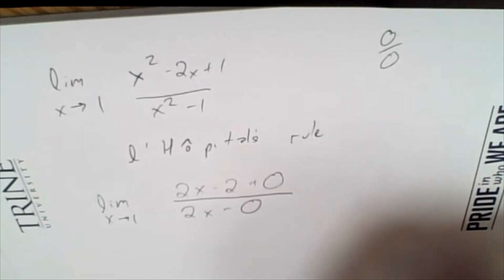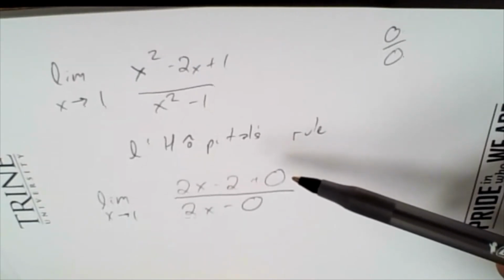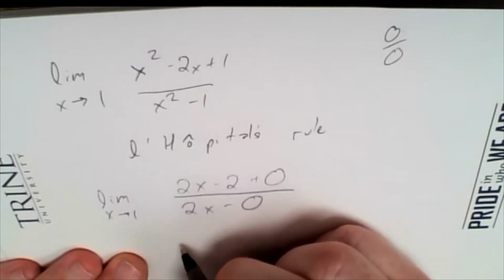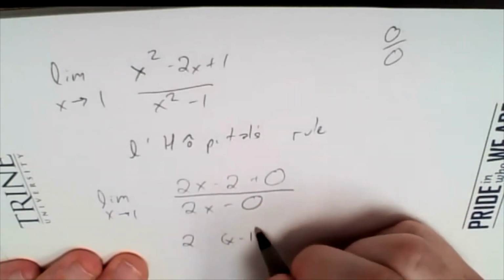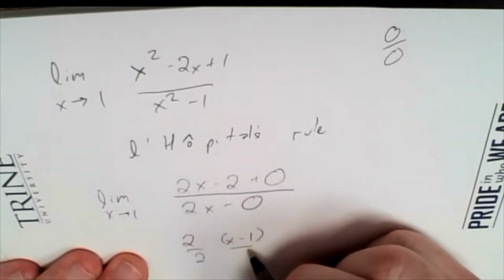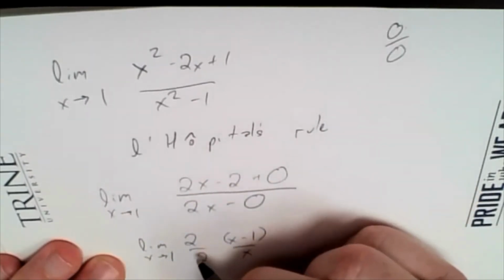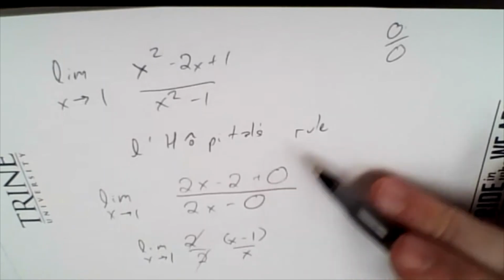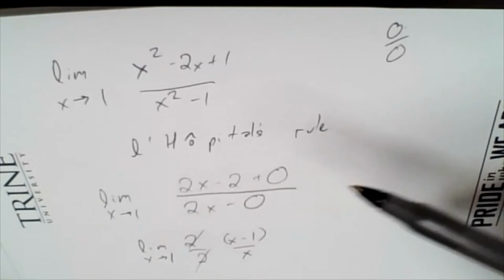Okay. Now, it looks like I might have a cancellation here. Let me rewrite this and factor out the 2 on the numerator and the 2 on the denominator. And these 2's will cancel, since 2 divided by 2 equals 1. I dropped the zeros along the way because stuff plus or minus 0 is still the same.